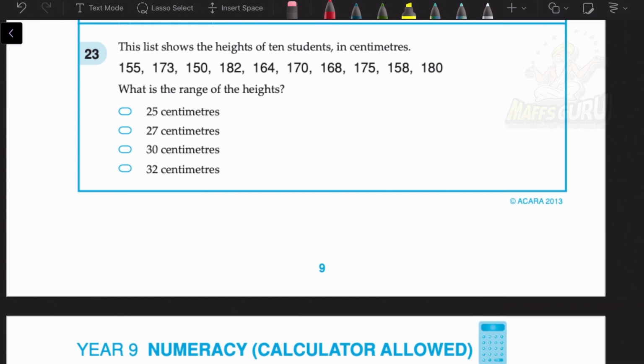The list shows the heights of 10 students in centimeters. What is the range of the height? Well, the range is the biggest one minus the smallest one. So let's see what the biggest one is. I've got 173, 175, 180. I think 180 is my biggest value there.